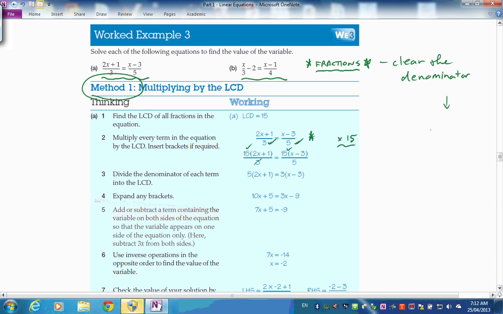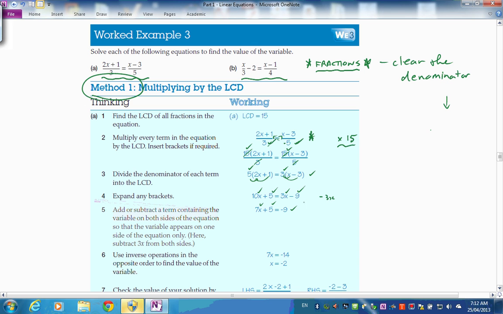Now we can say that cancels into that and goes 5 times. This cancels into this and goes 3 times. Okay, so effectively that's gone up there and that's gone up there. Now, that's a bit corrupt mathematics. It's called cross multiplying. But effectively that's what's always going to happen if these cancel. So we've got there then the brackets. 5 by 2x is 10x, 5 by 1 is 5, 3 by x is 3x, 3 by neg 3 is neg 9. Then we're back to subtracting 3x from both sides.